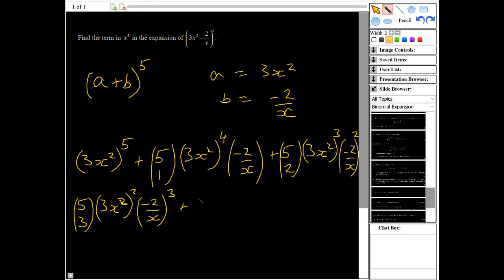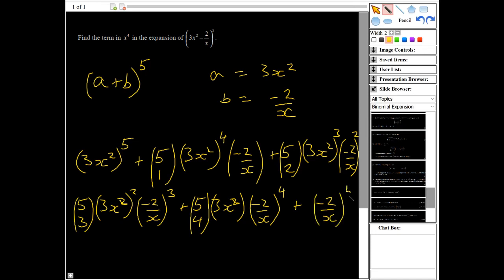plus 5 choose 4, 3x squared only, and then minus 2 over x to the power of 4, and then the last term, 5 choose 5, I'm going to skip it out, 3x squared to the power of 0, I'm going to skip that out, and it's going to be minus 2 over x to the power of 5. Now that's the entire expansion.